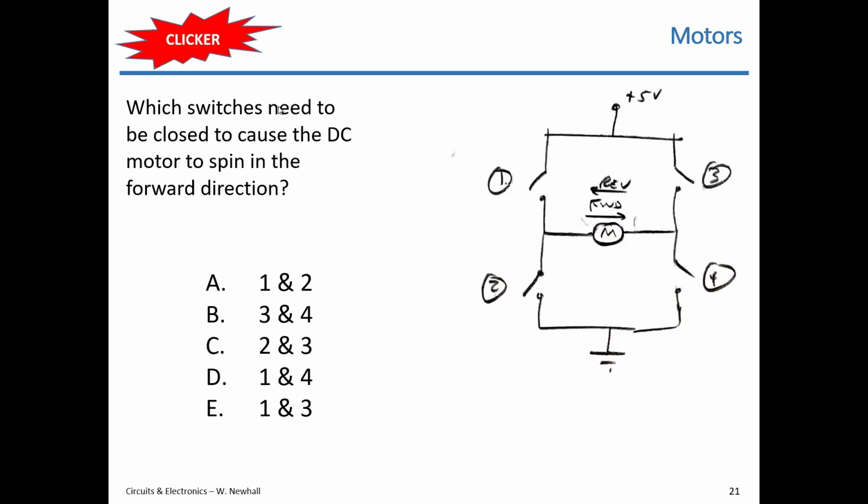Okay, so which switches need to be closed to cause the DC motor to spin in the forward direction, where if current goes left to right, the motor spins forward. If current goes right to left through that motor, we're going to define that as current for the reverse direction. Okay, so the answer is we want current flowing like this from the 5-volt source down to ground, left to right through the motor. So we have to close switches 1 and 4.